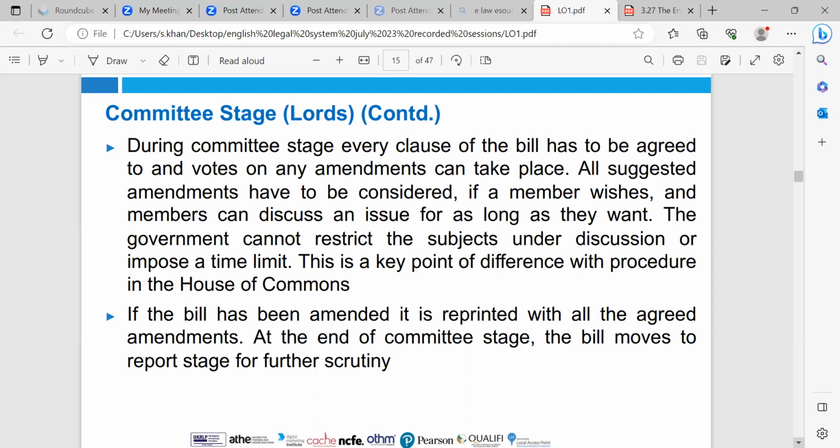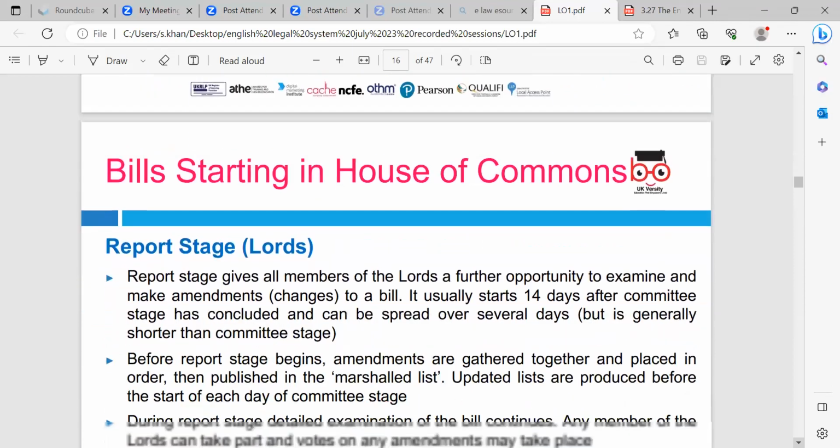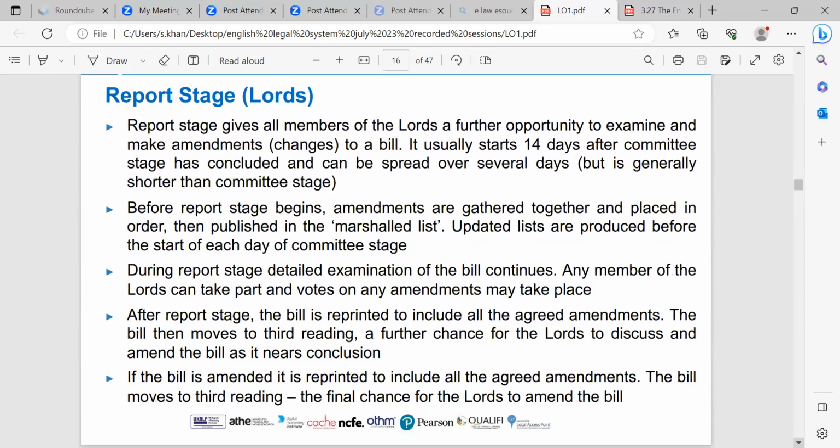If the bill has been amended, it is reprinted with all the agreed amendments. At the end of the committee stage, the bill moves on to the report stage for further scrutiny. The report stage, Lords. Report stage gives all members of the Lords a further opportunity to examine and make amendments, which are any sort of changes to a bill.